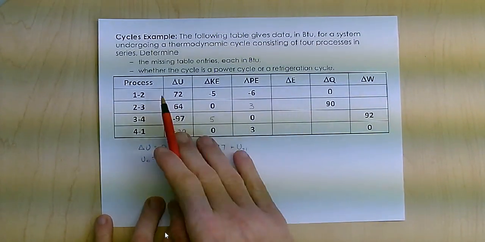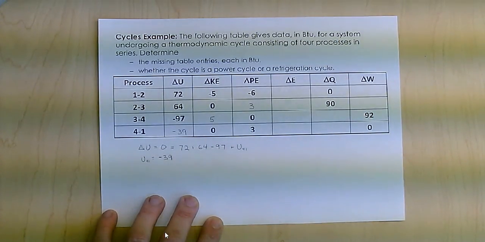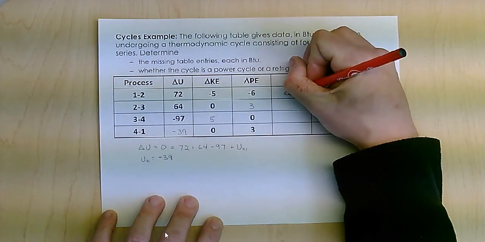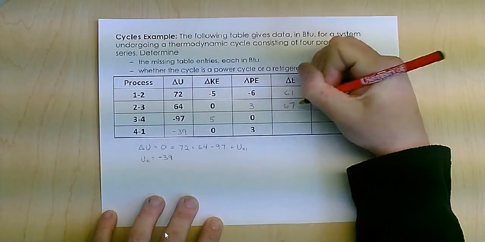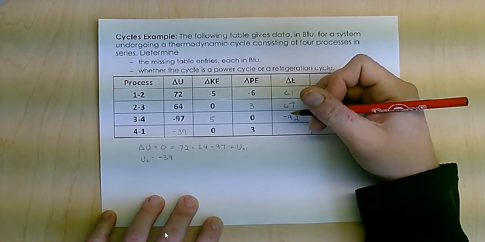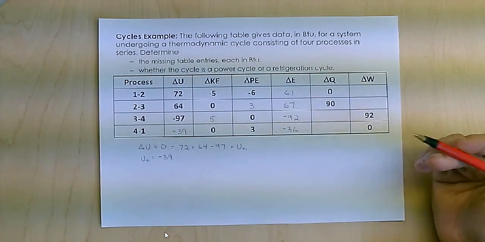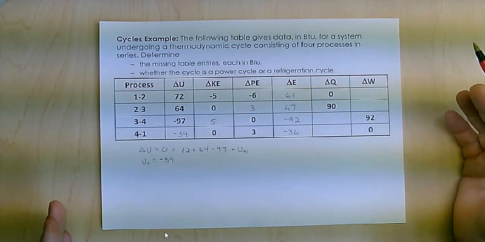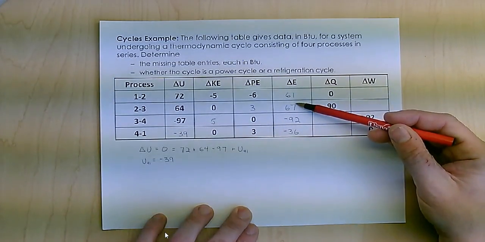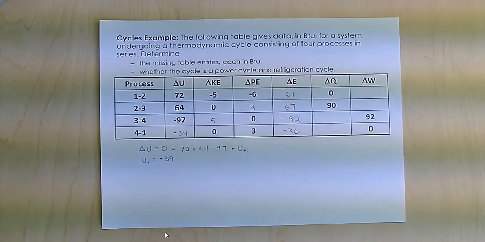And then remember, delta E is just the sum of all of these, meaning this guy here will be 72 minus 5 minus 6, so that would be 61. This one would be 67, adding them all up. This one would be negative 92, and this one would be negative 36. Now, as a check, you could add up all of these and prove that the total energy equals 0, and I can do that pretty much in my head. The positives add up to 128, as well as the negatives adding up to 128. Okay, so that's how we do that.